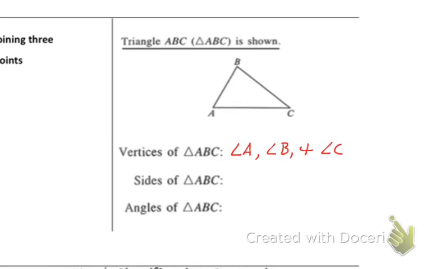For our sides, we are going to have AB. We are going to have BC. And we are going to have AC. And you could have done those in any other order.